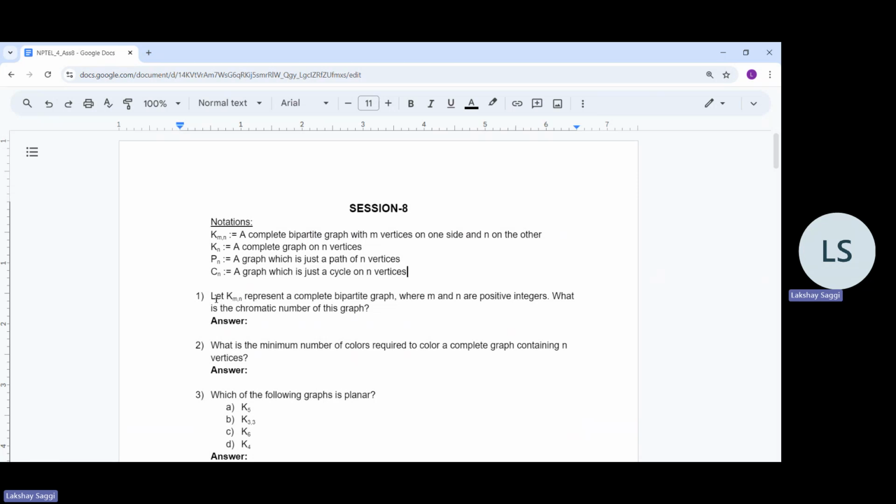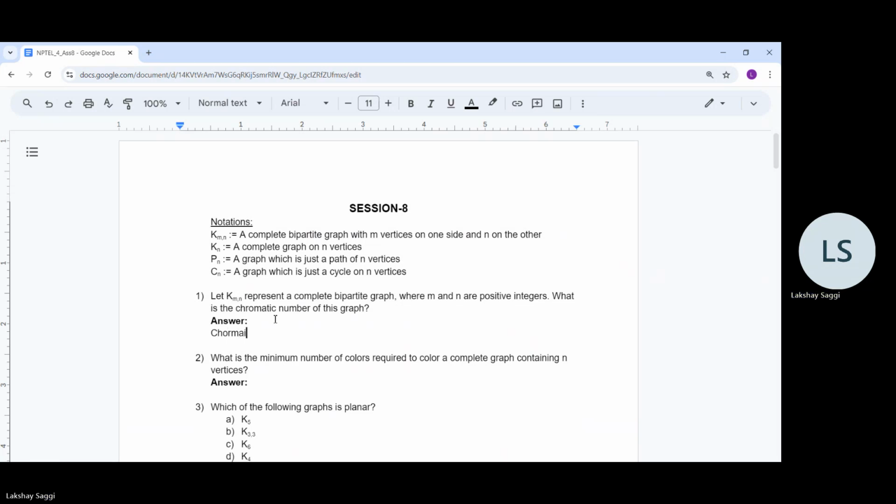So the first question is, let K_m,n represent a complete bipartite graph where m and n are positive integers. Again, for a complete bipartite graph, we already know what K_m,n denotes, and what is the chromatic number of this graph? In this week's lectures, it has already been discussed what a chromatic number is. So just revising, what's the chromatic number of a graph? The chromatic number is nothing but the minimum number of colors required for a valid vertex coloring to exist.